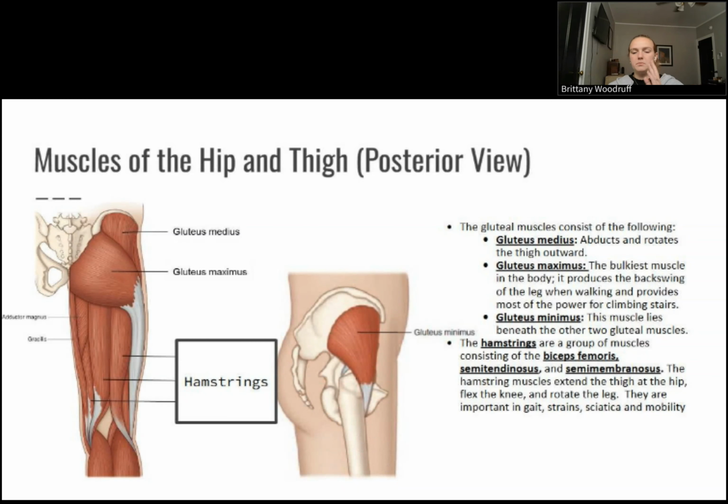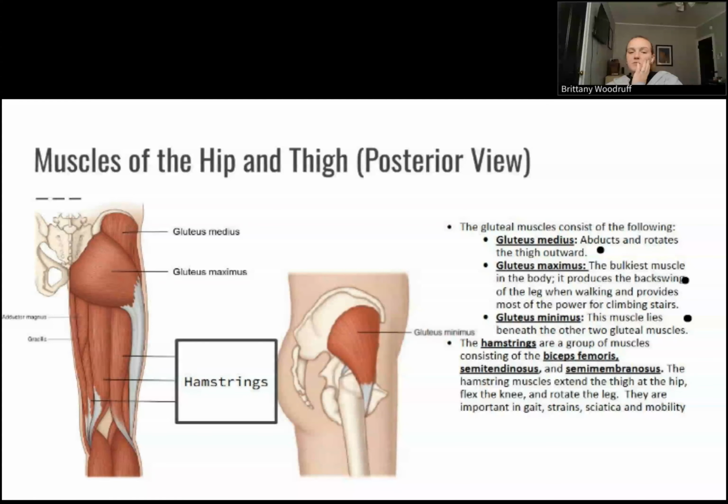The other reason they're important is because they're responsible for that backswing of your leg when you're walking. So when you're doing gait and mobility assessments, the gluteal muscles are really important for that. So you're going to have that backswing because of the gluteal muscles. Don't worry about knowing the difference between these different movements.